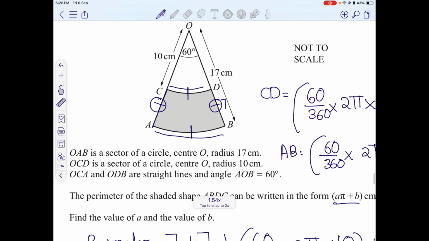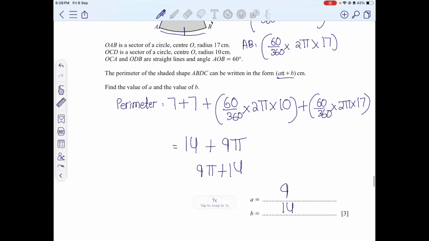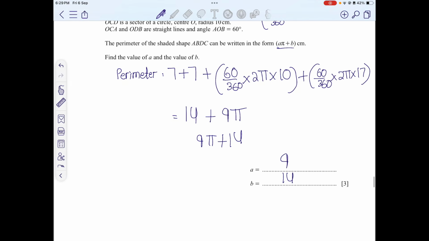What we have done is that we are finding the perimeter of this. We got the two sides, which are 7. AB is the arc length of the sector OAB, and CD is the arc length of the sector OCD, the radiuses of which are given. I hope this is clear. Now moving on to the next question.